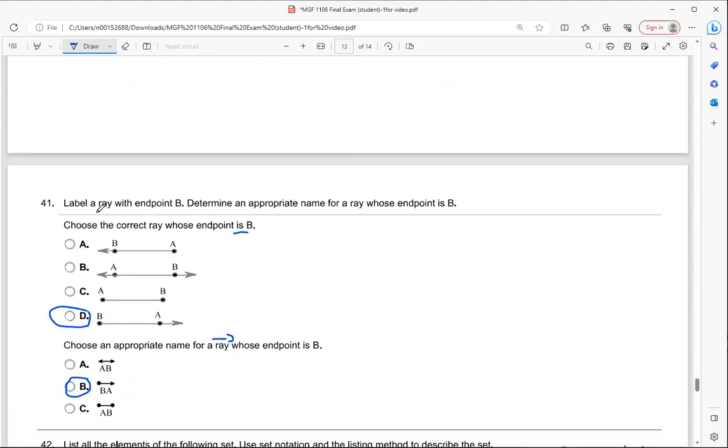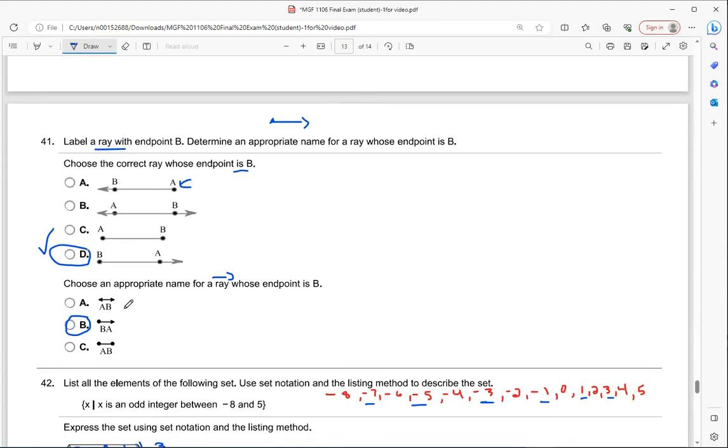41, label the ray with endpoint B. So remember, a ray has one endpoint and then it runs in the direction of either the left or the right. So which of these has an endpoint and is a ray with an endpoint at B is letter D. You see a segment, a line, and then a ray here, but the endpoint is A and not B. Choose the appropriate name for a ray whose endpoint is B, and that would be letter B.